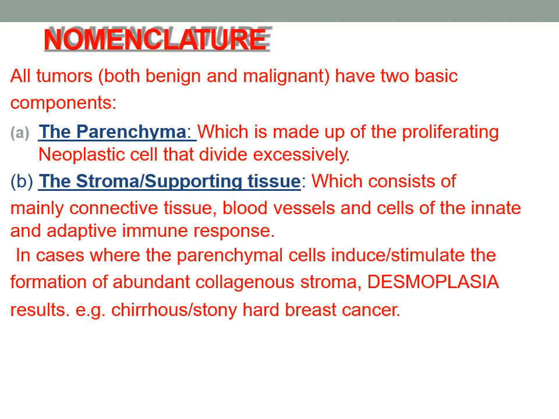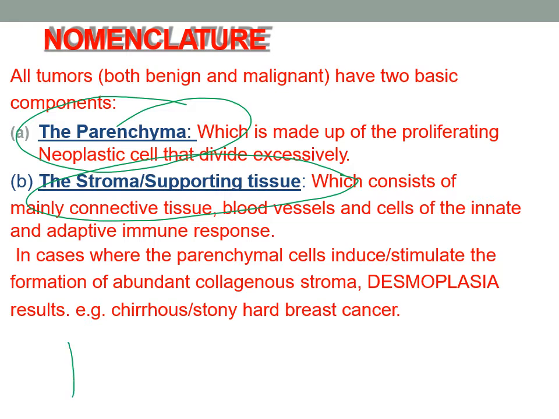Okay, let us have a look at how we name neoplasia. To understand the naming of neoplasia, we must first know what the components of this neoplasia are. The neoplasia contains two types of cells. Number one, we have the cells which are highly dividing or mutated cells. Number two, we have supporting structures. Supporting structures are not mutated, but they are supporting the highly growing cells.